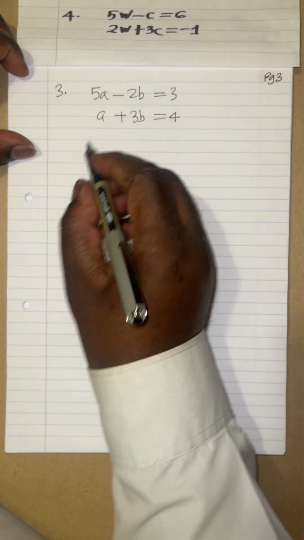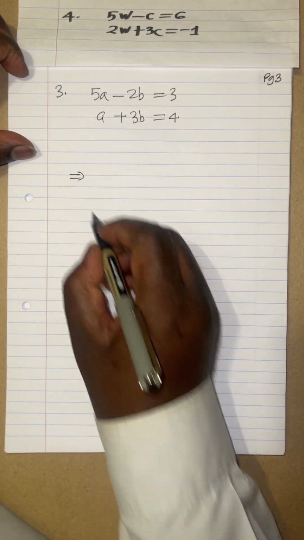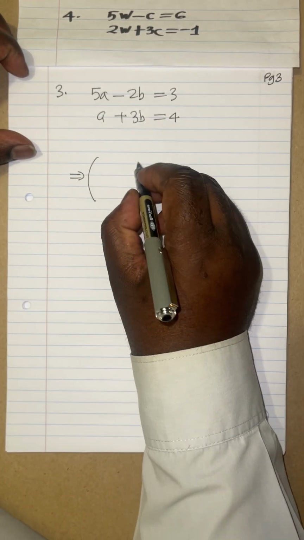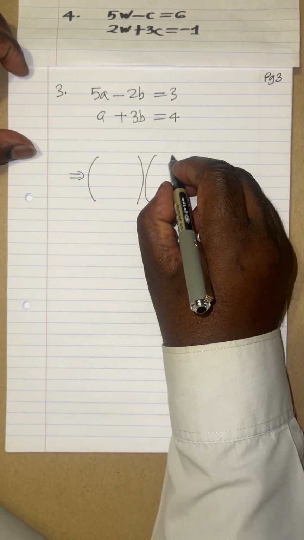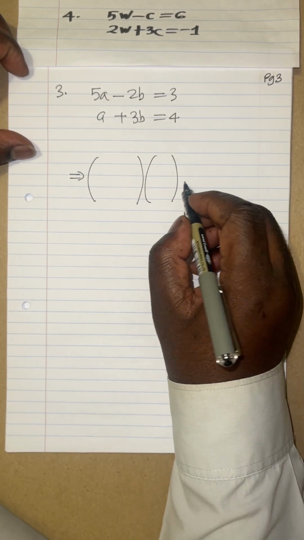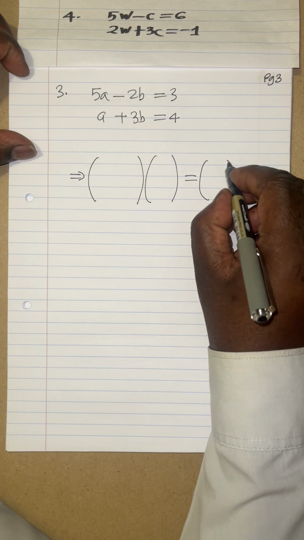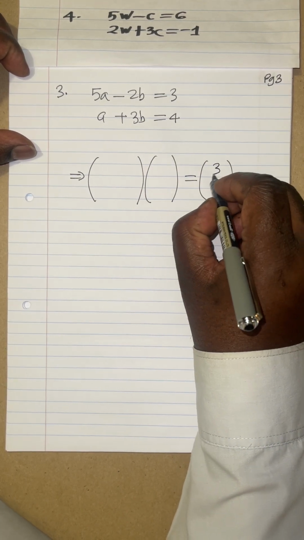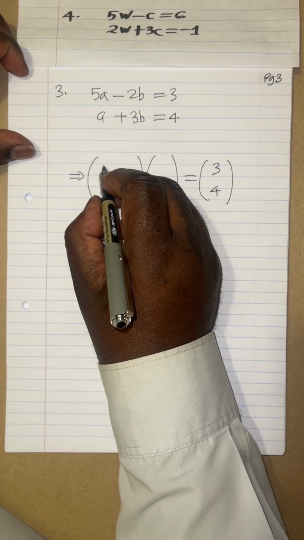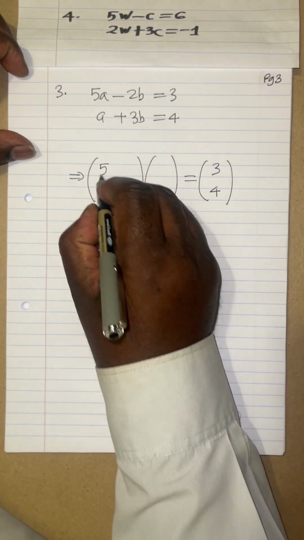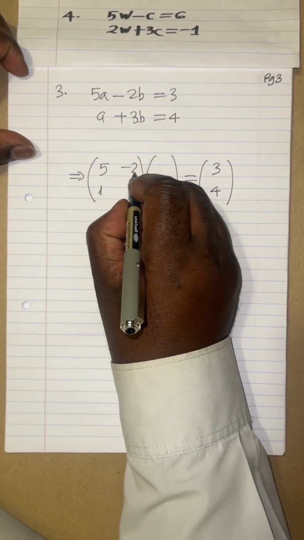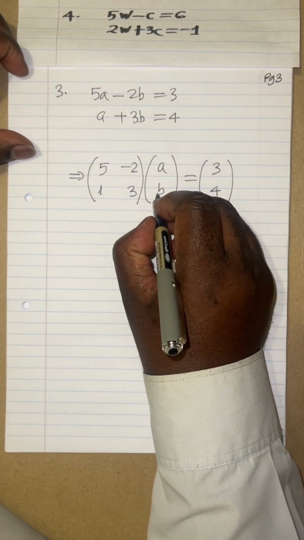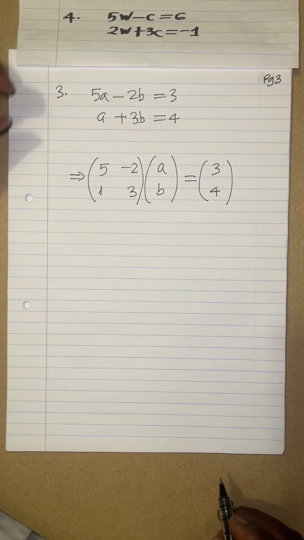All right, so transforming this into a matrix equation, we're going to have the coefficient matrix, and then a matrix of our unknowns, and then on the right-hand side we have the matrix of our values on the right-hand side of the equations. That's 3, 4 here, and then we have 5, 1, and then minus 2, and then 3, and then obviously a, b. Remember our unknowns now are a and b.